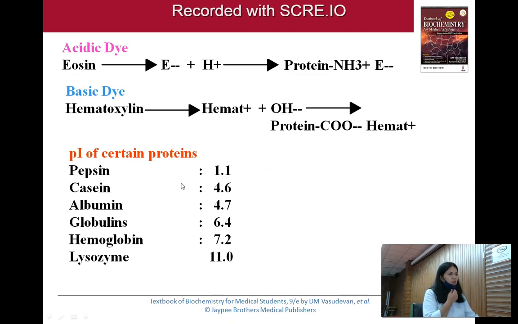These are examples of proteins which have different isoelectric pH. You can see pepsin has an isoelectric pH of 1.1. It is an enzyme, a protein which acts on the acidic side, isn't it? The biological activity of pepsin is maximum towards the acidic side, so its isoelectric pH is also very low, 1.1. On the other hand, hemoglobin has an isoelectric pH of 7.2, and likewise many other proteins have different isoelectric pH.